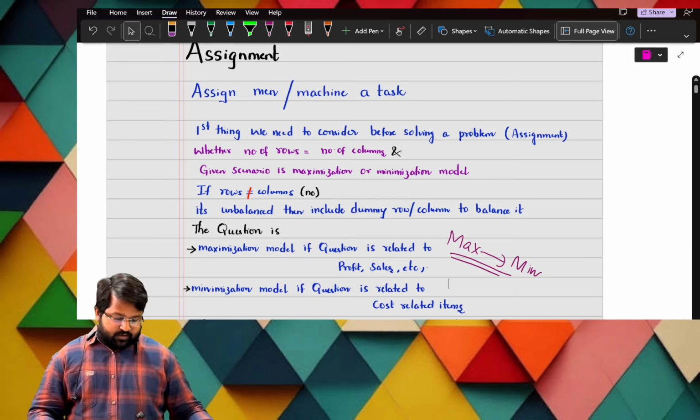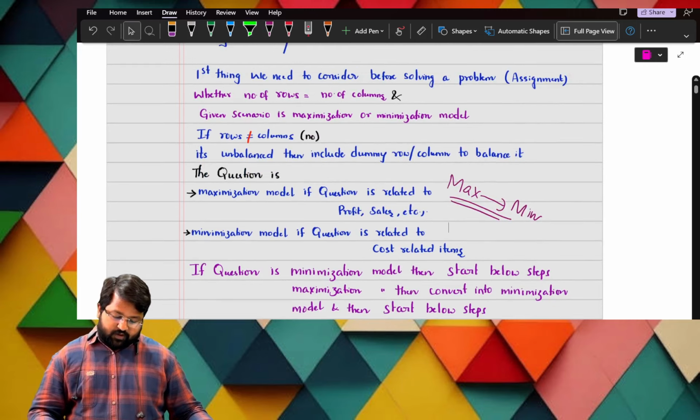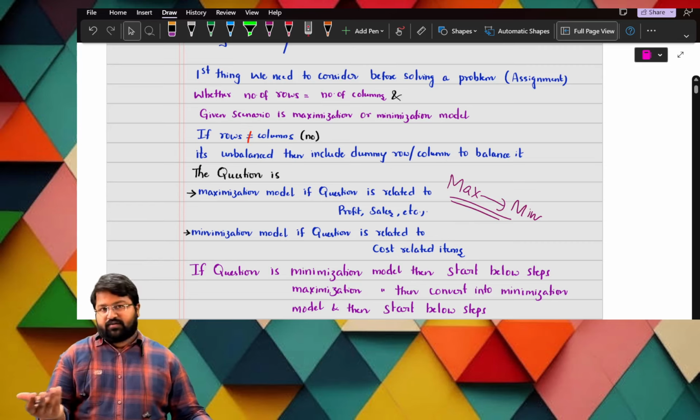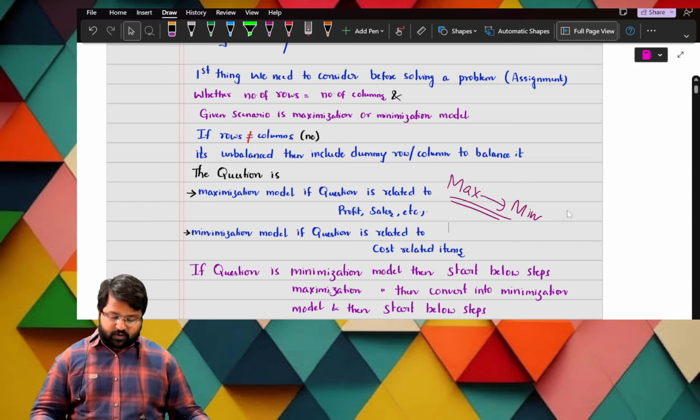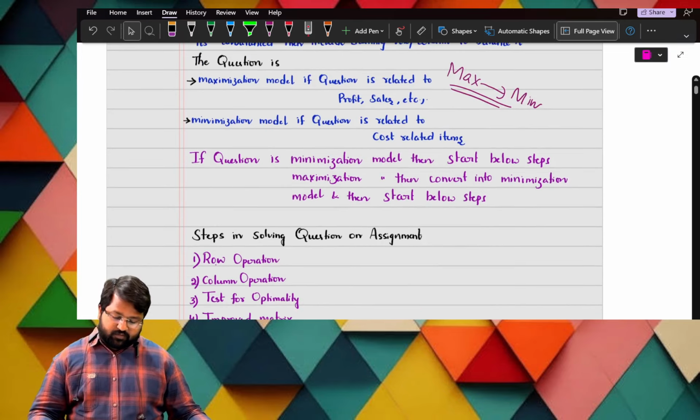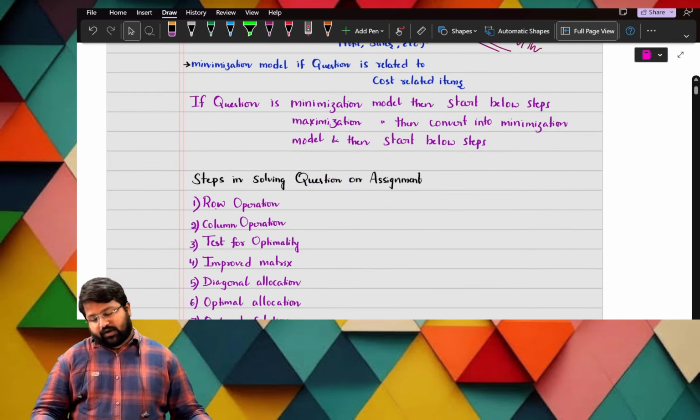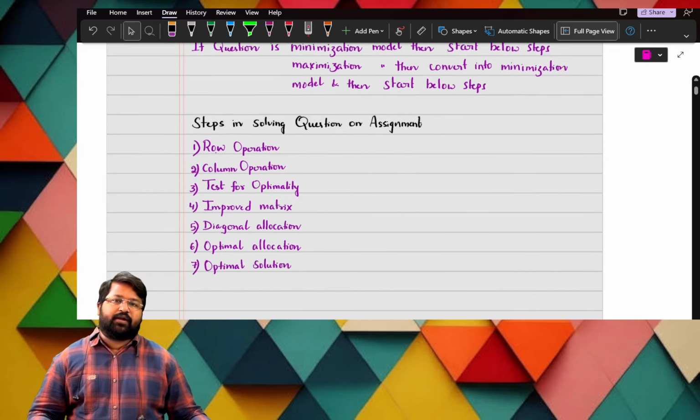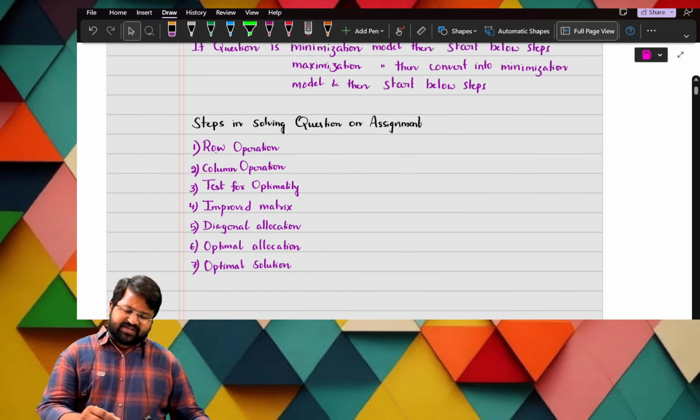So in this question, minimization model, then start below steps. Okay, maximization then convert. I have said what I have said. The same thing has been written there. Steps to solve a question in assignment. Sir, what are the steps to solve a problem in assignment? There are 7 steps, ma.